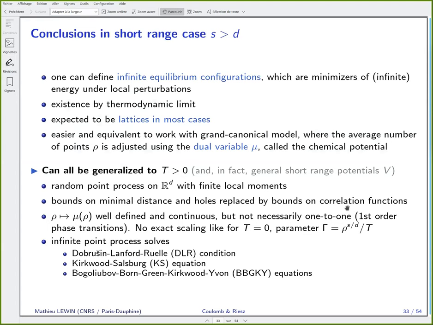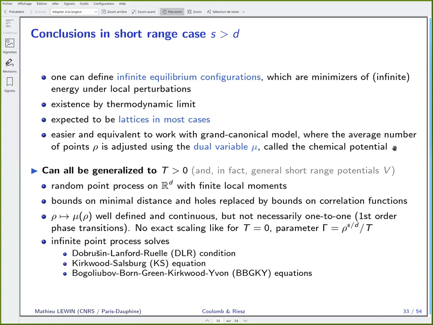So, conclusion. In the short range case, one can define infinite equilibrium configurations, which are minimizers of the infinite energy in the sense that the energy must go up if I do local deformations, but local of any size. We know that such infinite equilibrium configurations exist because we can get them by doing a thermodynamic limit. And we expect them to be lattices in low dimension. We've seen that it is easier and actually equivalent to work with a grand canonical model, where instead of fixing the average number of points, we adjusted it indirectly using the dual variable mu, which is called the chemical potential.